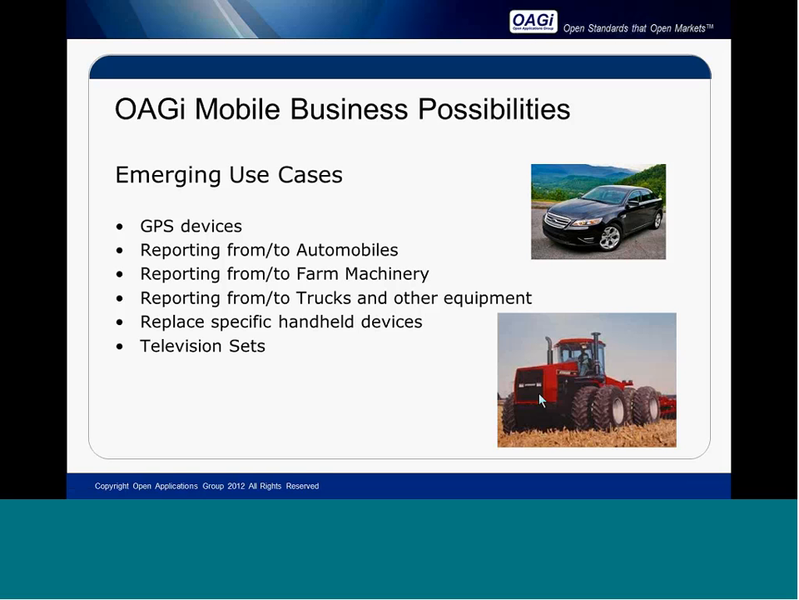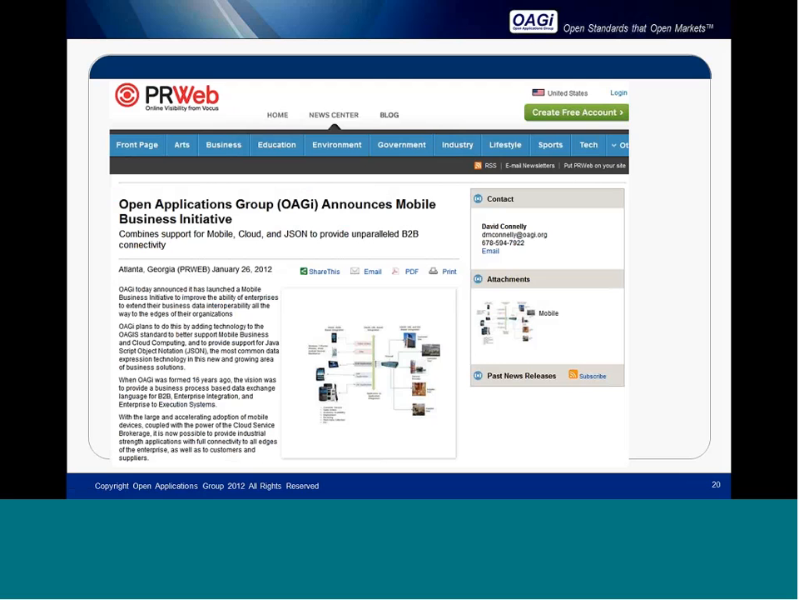And of course, the Google TV and Apple TV on the television set, and mobile devices as well. So we announced our mobile business initiative in January of this year. We announced our cloud in the fall of 2011. So this has been an evolving process for the membership. We've looked at the cloud, that led us to mobile, and mobile is now leading us to new technologies like JavaScript object notation, and I'll talk a little bit more about that in a minute.